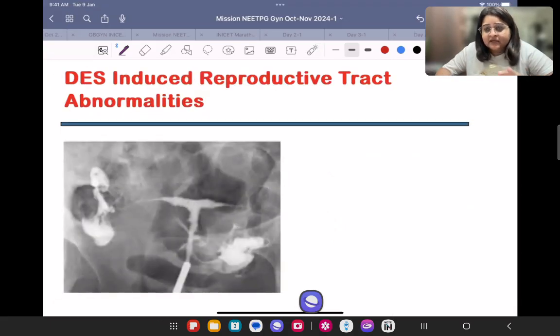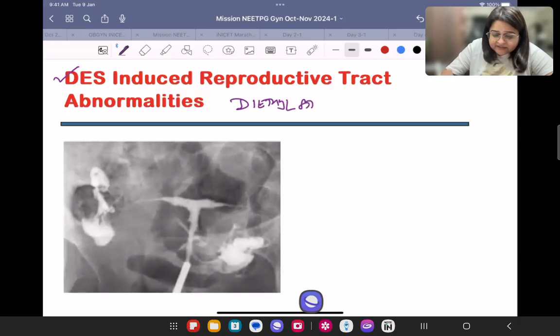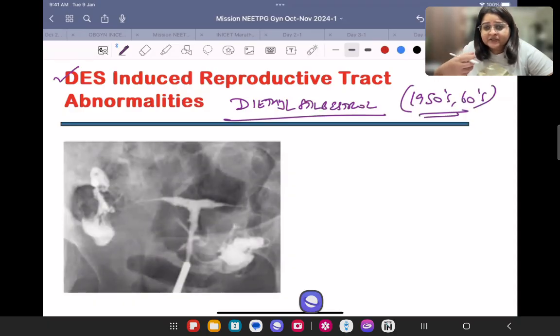So arcuate uterus, this has come as a question. The best reproductive outcome is with arcuate uterus. Now, in the older classifications, there was a separate category called DES-induced abnormalities. What is DES? DES is a drug called diethylstilbestrol. Now, this was a drug used in the 1950s and 60s in pregnant women. Like nowadays, we give progesterone to prevent abortions, to prevent recurrent pregnancy loss.